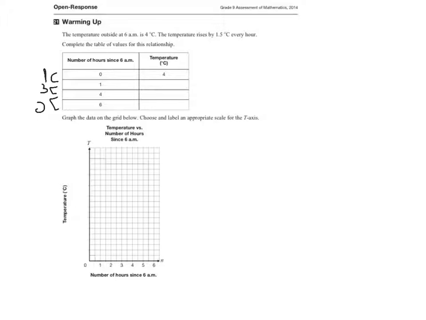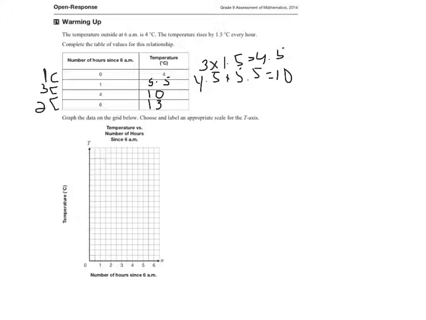So here I went up 1 hour from 0 to 1, so I know it's 5.5. From 1 hour after 6 to 4 hours, that's 3 hours. So 3 times 1.5 is equal to 4.5. 4.5 plus 5.5 will give me 10. From 4 to 6, that's 2 hours, which means I'm adding 3 degrees.